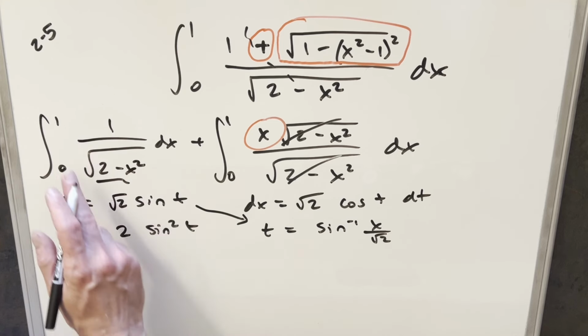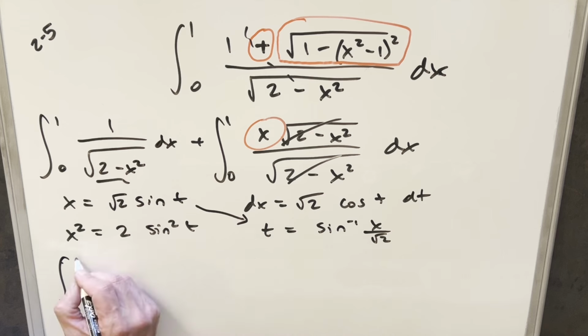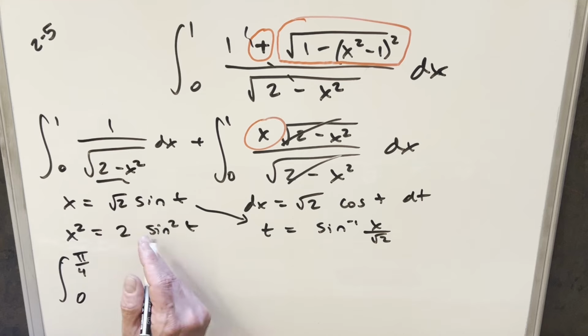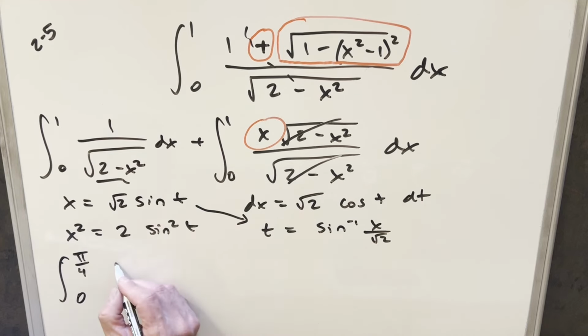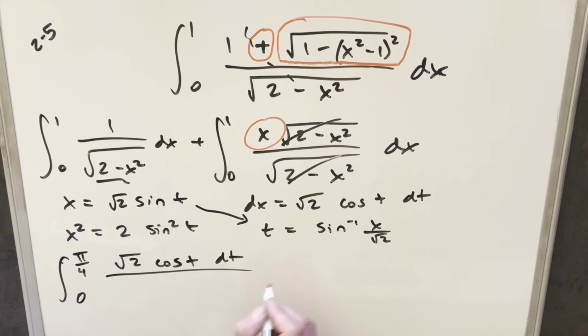So first, let's update our bounds. You plug 1 in here, arc sine of 1 over square root of 2. That gives me pi over 4 for this upper bound. Plug in 0, arc sine of 0 is just 0. Then where's our dx? Okay, dx is going to be square root of 2 cosine t dt. Here we have 2, and we'll use this x squared value, minus 2 sine squared of t.